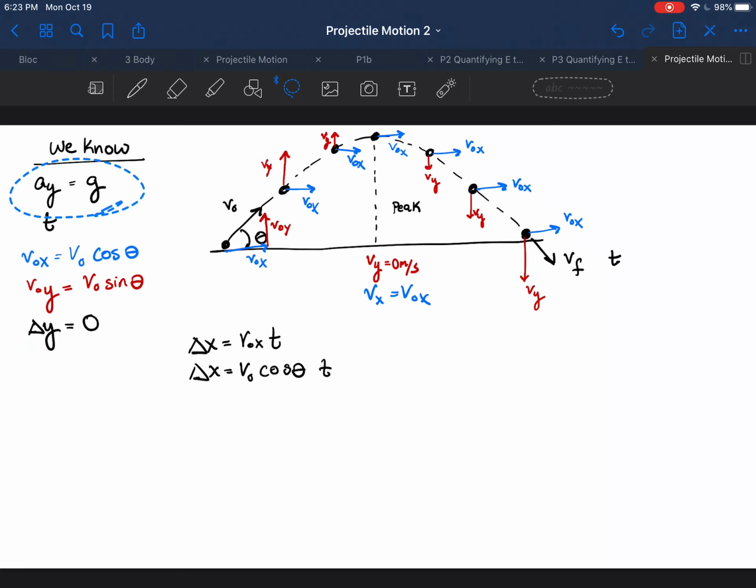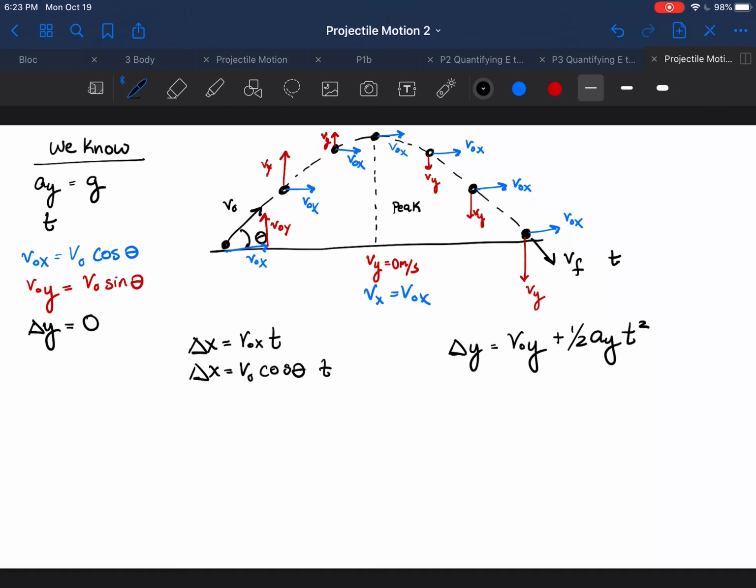Well, for my y variables, I have v0y, delta y, and a_y. So I don't have v final y, and I want to solve for t. So I want to get rid of any equation with v final y. The only equation that doesn't have v final y would be this one here.